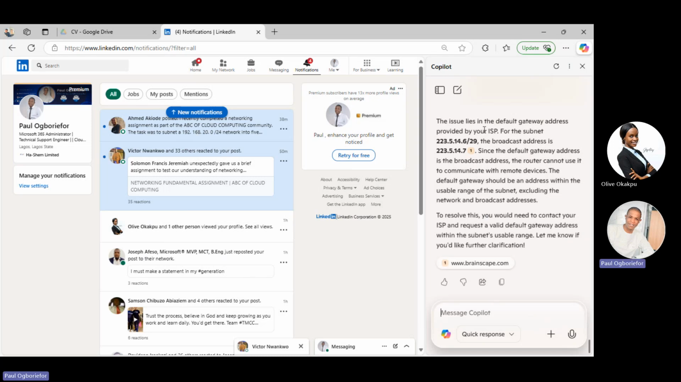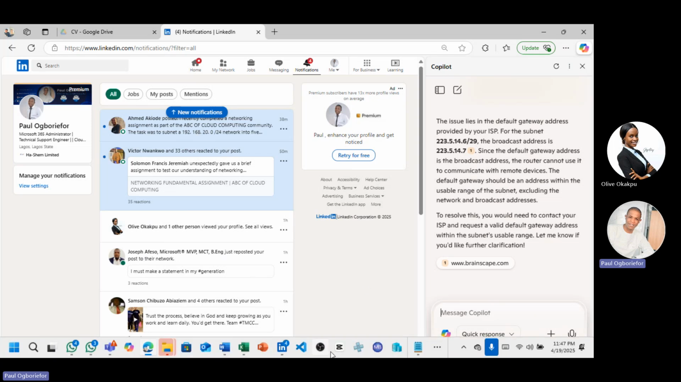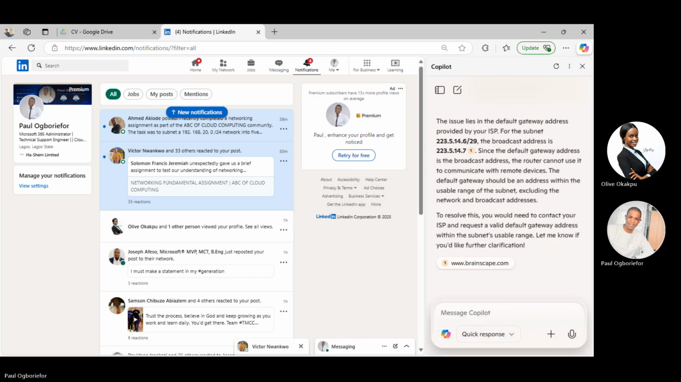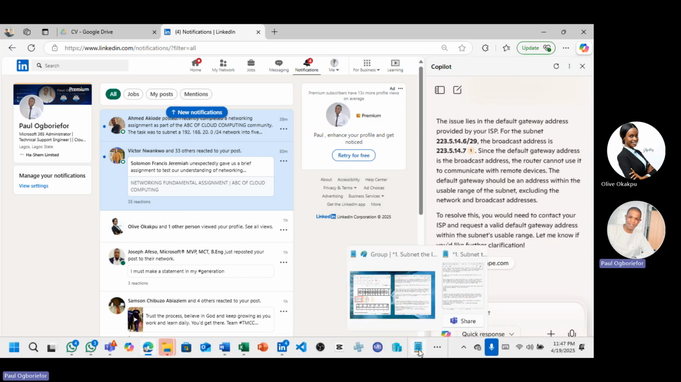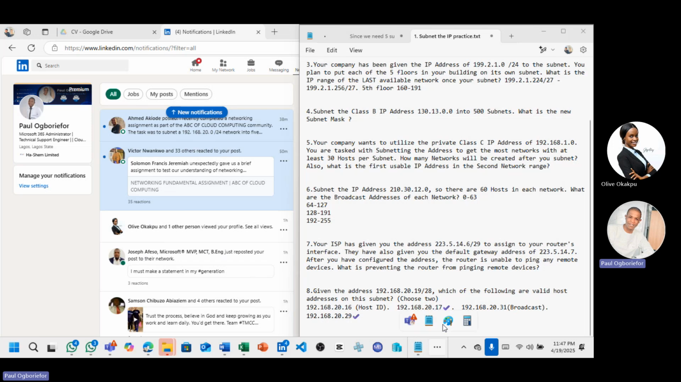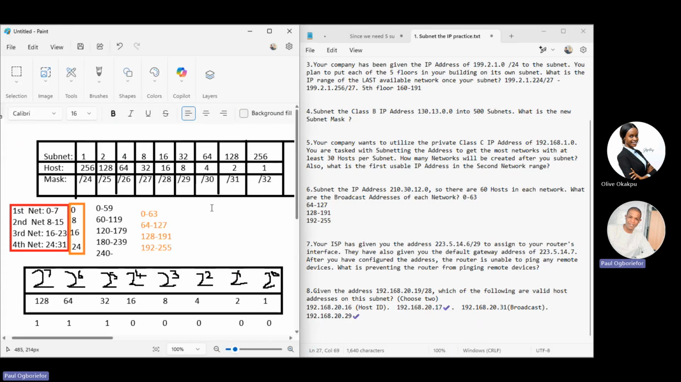So the issue lies in the default gateway address provided by your ISP. For the subnet, the broadcast address is this, which is the last. The broadcast address is this. Since the default gateway address is the broadcast address. Oh, /29. When we say /29, how many IPs do we have in /29? Can it be 16? Okay, let me just pick up my things. /29.